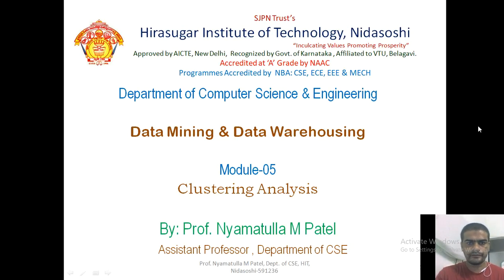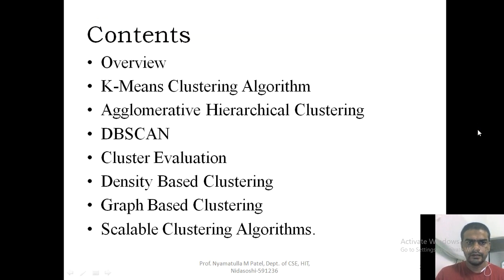Hi dear students, today we are going to start with module 5 of data mining and data warehousing, that is clustering analysis. Today we will see the different topics and different modules covered in clustering analysis.